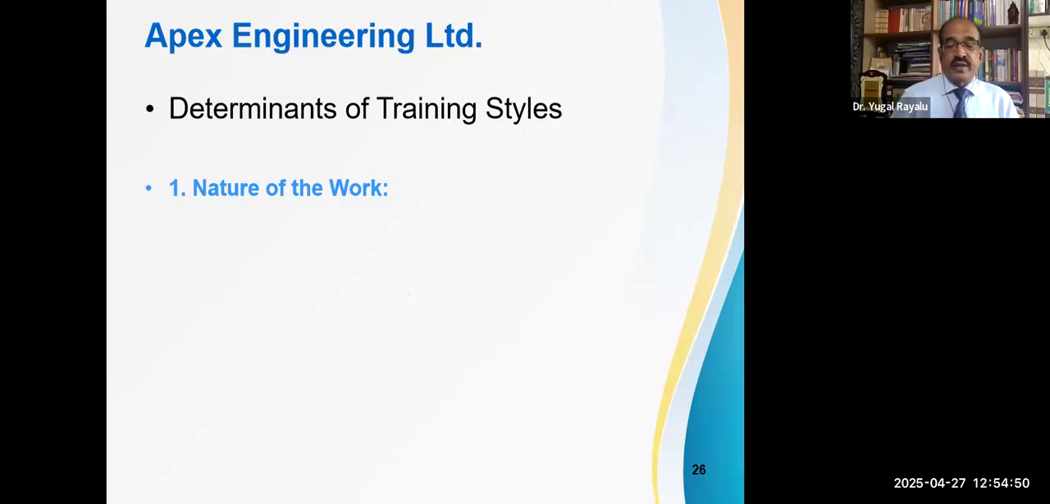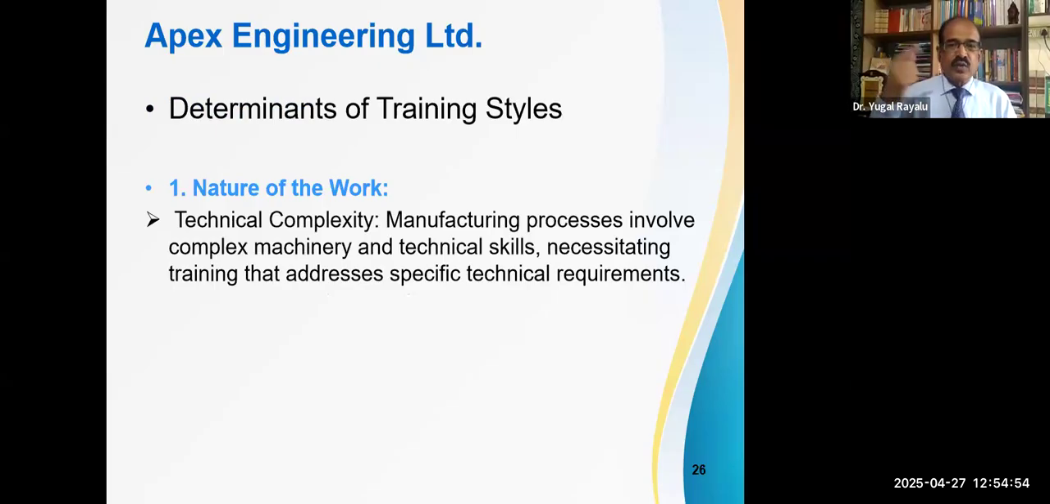Determinants of training styles, nature of the work. First, this is now where I was telling you, you have to go back to what we have learned. Technical complexity. What is the technical complexity? Manufacturing process involves complex machinery and technical skills, necessitating training that addresses specific technical requirements. Here, it has an advantage and disadvantage also. What is the advantage? Everything can be measured. It is tangible. If you want 2.5 millimeter, it is 2.5 millimeter only. It can be measured. Now, measuring tools are very accurate. So we need a training that addresses specific technical requirements with hands-on training. But we have to first adjust to the mindset that 2.5 millimeter means 2.5 millimeter. It does not mean 2.51 millimeter.